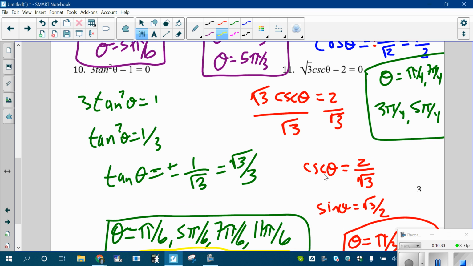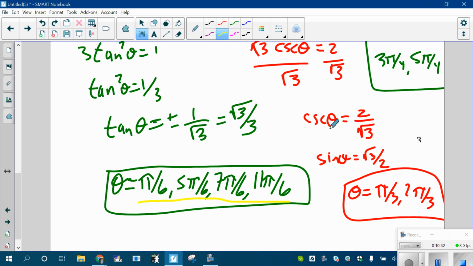And right here, one other comment, I bet a lot of you guys try to rationalize the denominator here. It's actually inefficient to do that because the first step to figuring out when cosecant equals theta is to flip it. You don't really need to rationalize it because you're going to flip it anyway. The sine of theta equals root 3 over 2 at pi thirds and 2 pi thirds.